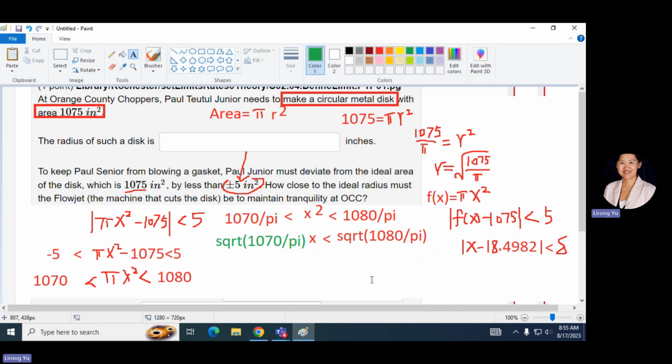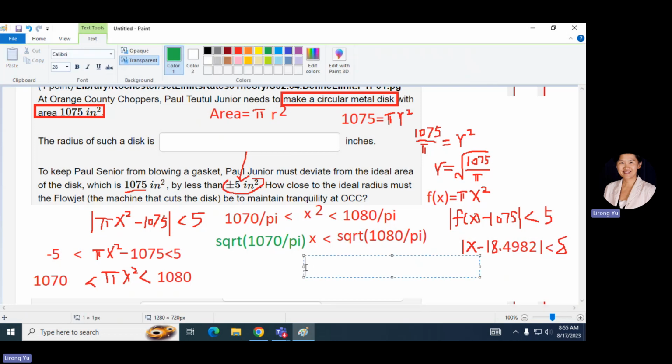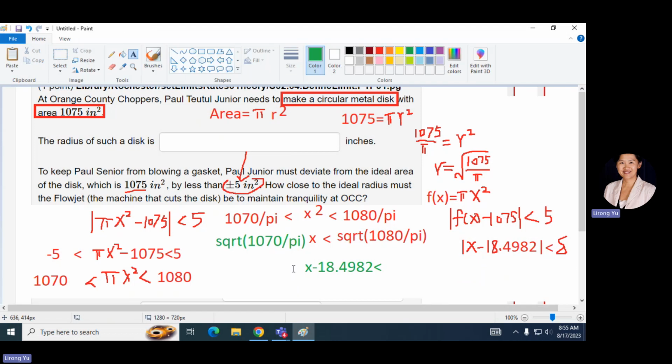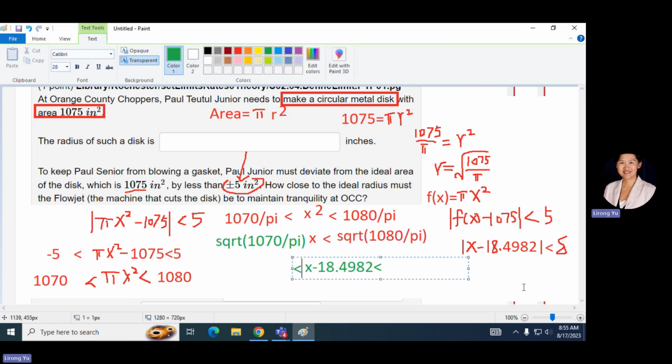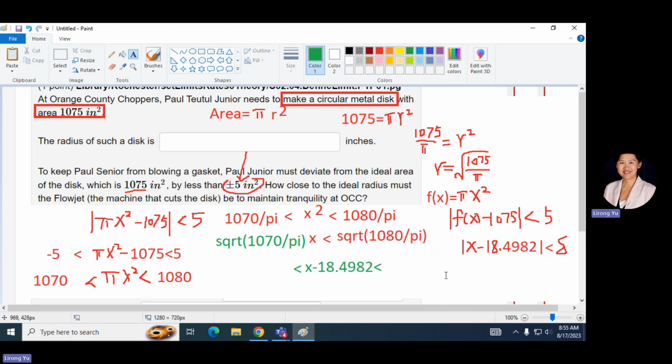Then what do we do next? We want to get this as a boundary, right? It's the target difference. So let's do the subtraction. So we have x minus 18.4 is less than... On the other side, you have to do the subtraction as well. And then whichever is smaller is our answer. Any questions?